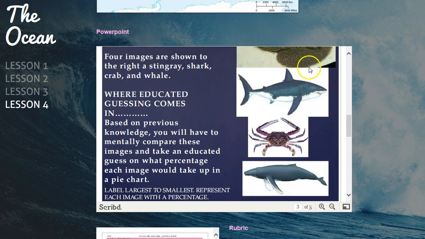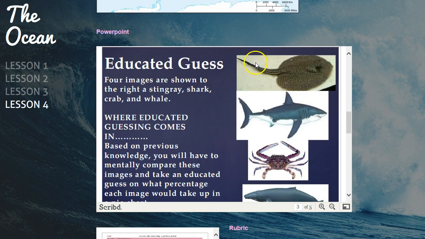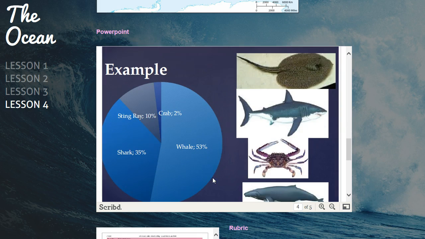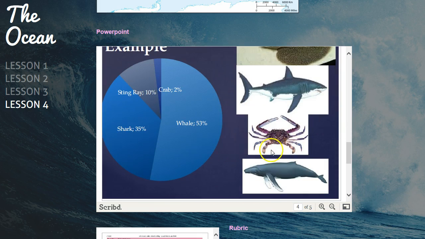Then I did a practice sample activity. I put 4 images on here: a stingray, a shark, a crab, and a whale. From previous knowledge of what they know about these sea creatures, they would have to make a pie graph of the largest by using the largest percent and separating it, and do that for each of them. And then I filled it out. Once they've done theirs, I would show them this, and I would make it clear that it doesn't have to be the exact same number percent.